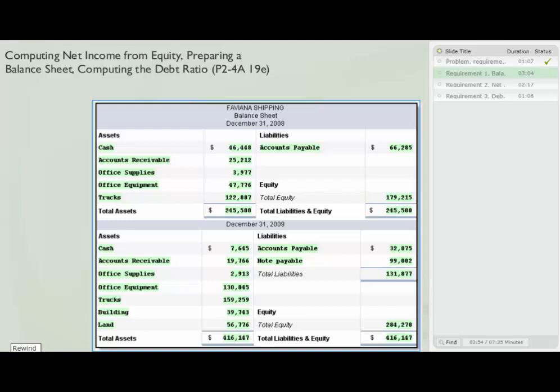And that's how we derive the $284,270. And again, when we add the equity as of December 31st, 2009 to the liabilities at that same date, we come up with $416,147 of total liabilities and equity, and of course that matches the total assets, and we're in balance.